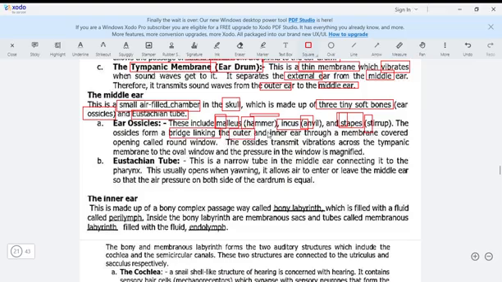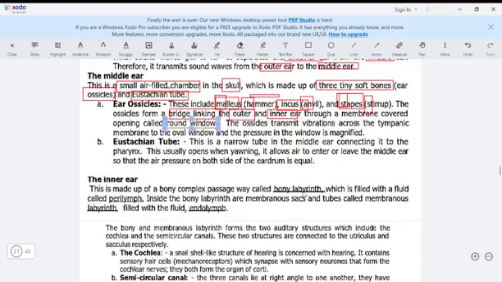It's like a bridge when you want to cross from the outer to the inner, through a membrane covered opening called the round window. So there's always a round window when you are crossing from the outer to the middle. The ossicles can also transmit vibrations. Ossicles, they can transmit immediately.